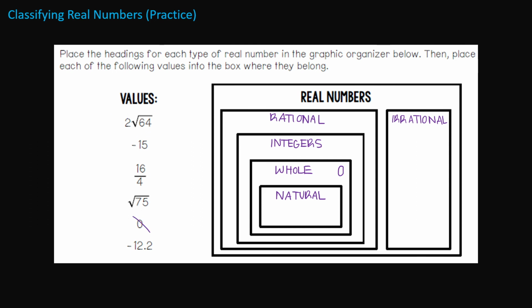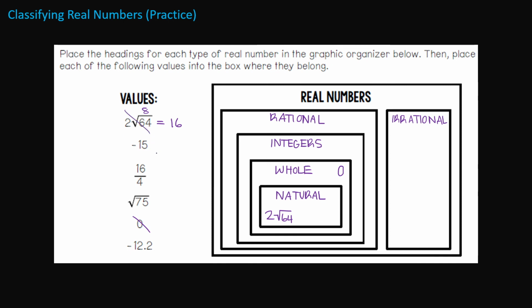How about 2 times the square root of 64? If we simplify that, well, we know the square root of 64 is 8. So 2 times 8 is 16. So 2 times the square root of 64 is 16. 16 can be a whole number or a natural number. I am going to put it in the most specific box. Okay, so that's been eliminated here.